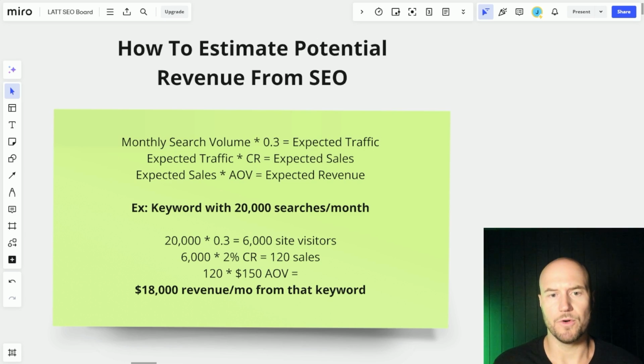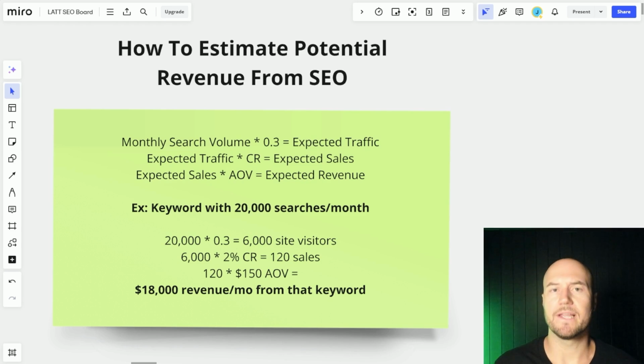Monthly search volume of a keyword times 0.3 gives us the expected traffic for a specific page when we're ranking at the top of Google. The reason for that is we look at the total monthly search volume, and when you rank at the top, generally you'll get about 30% of the total traffic from that search volume.